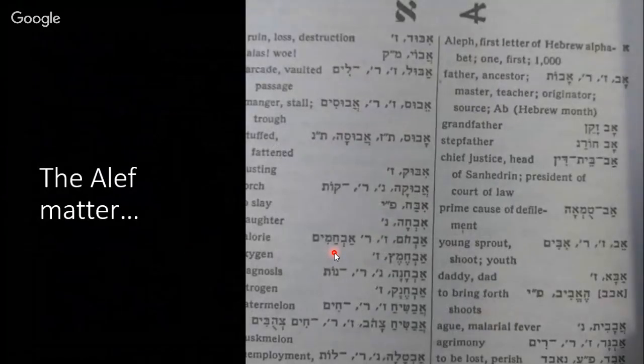Now, this is the part, brothers and sisters, in which it gets into the Hebrew aspect. Because remember, this is the English-Hebrew, Hebrew-English dictionary that we're talking about, right? So let's look. You have here beginning Aleph. This right here that you see there is the ancient form of writing it. So Aleph, first letter of the Hebrew alphabet. Ab: father, ancestor, master, teacher, originator, source. Ab Zahwain, grandfather. Ab Koreg, stepfather. Ab Beit Din, chief justice. Ab Tum'ah, prime cause of defilement, because Tum'ah means defilement. All right? So just want to point that out for edification purposes.